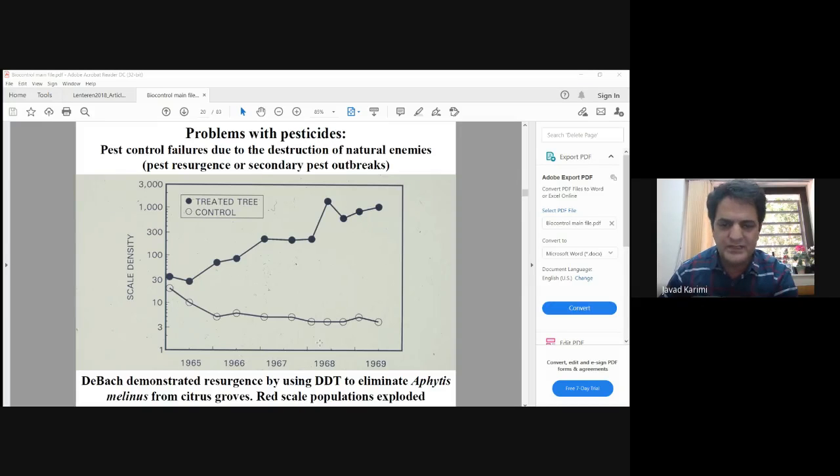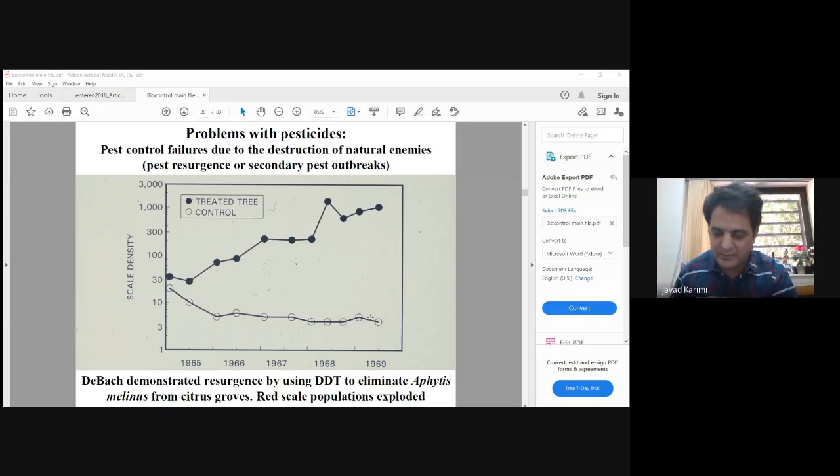This is an article done and published by DeBach, a famous entomologist, about 50 years ago. In this graph, you can see the density of a natural enemy, Aphytis melinus. This is an important natural enemy which is used against the red scale, an important pest of citrus. You can see that there are two graphs here. In the upper graph, you can see the density of the natural enemy in the orchard without pesticide. In the lower one, you can see the density of the natural enemy in the garden which was treated with the pesticide.